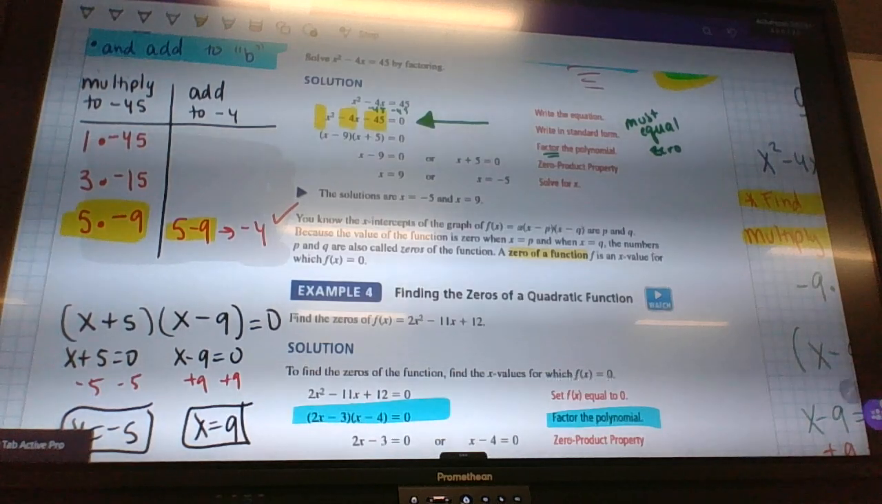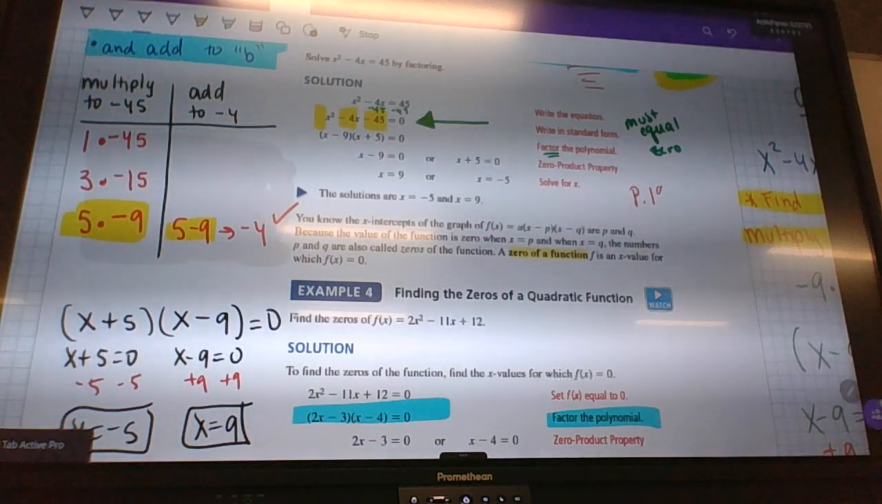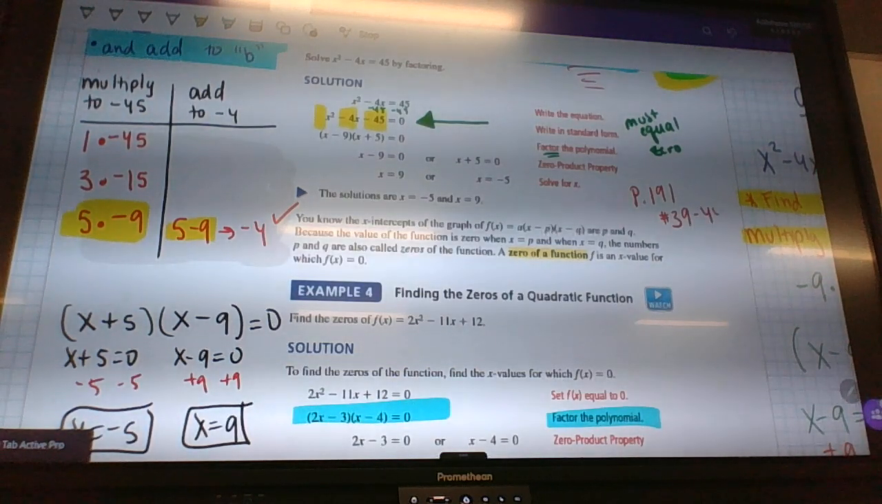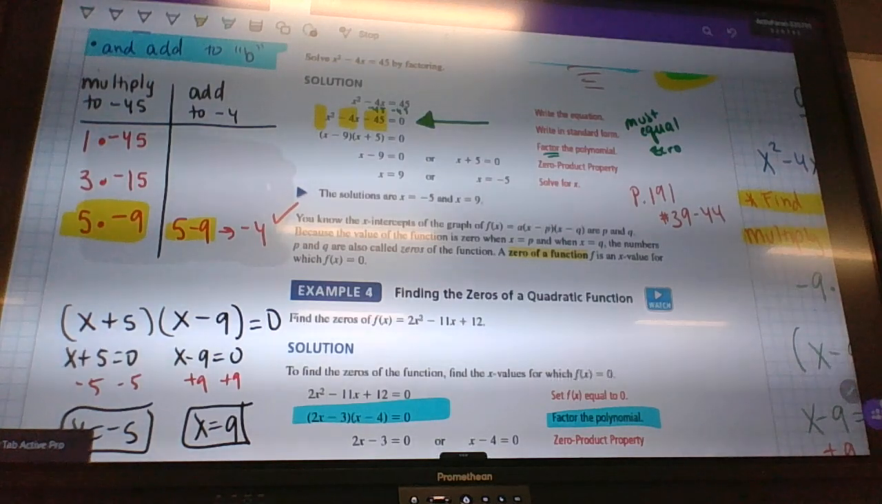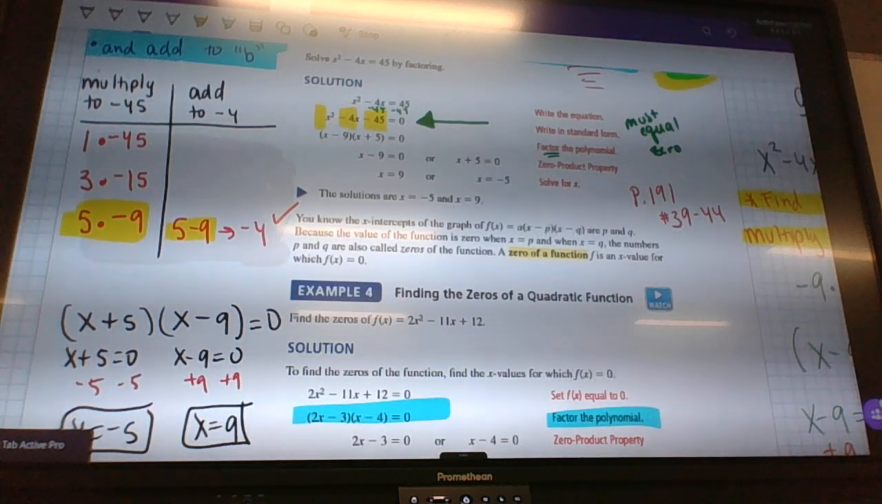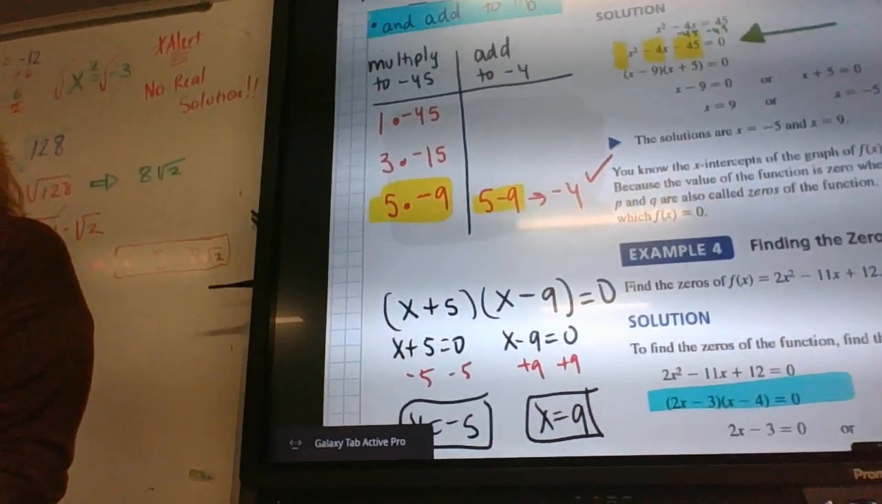So today you're practicing this. It's page 191, number 39 to 44. So you have 6 chances to try to figure it out. I'll go over them tomorrow. So you do your best. Find the numbers, and I'll go over them tomorrow.